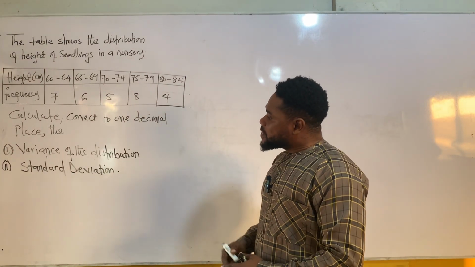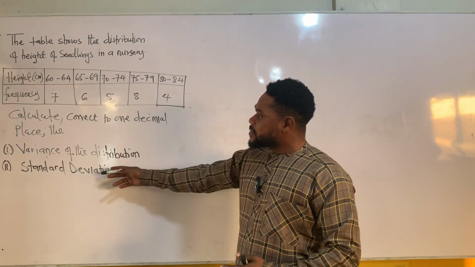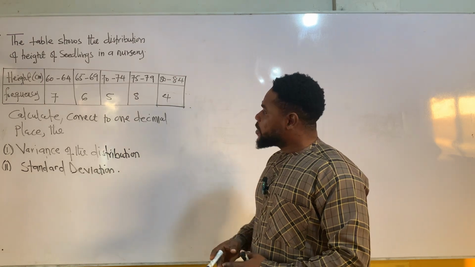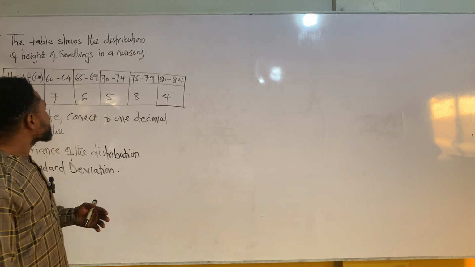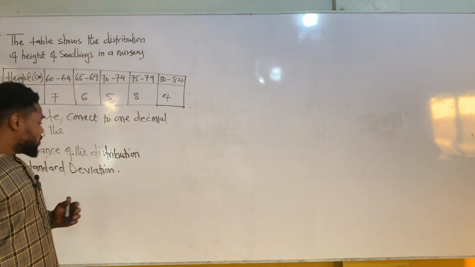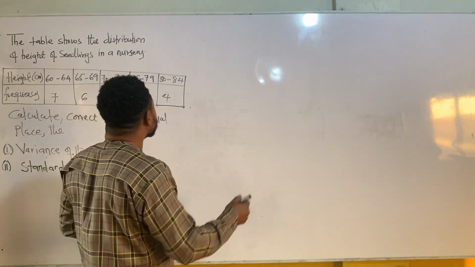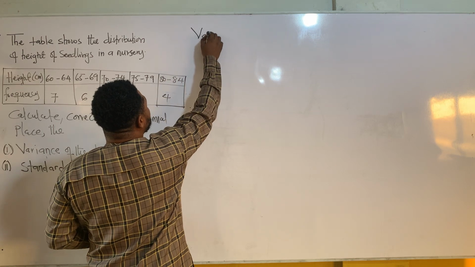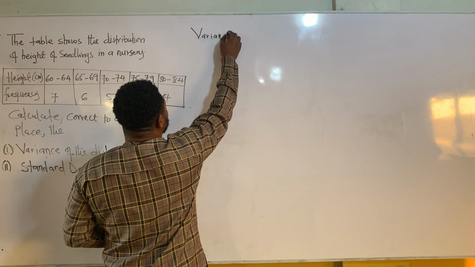Today we want to look at how we can calculate for variance and standard deviation from this group data. All right, let us look at how we can work it out. So first of all, we have been asked to calculate for the variance of the distribution. So we need the formula for variance so that we can construct our table, right?